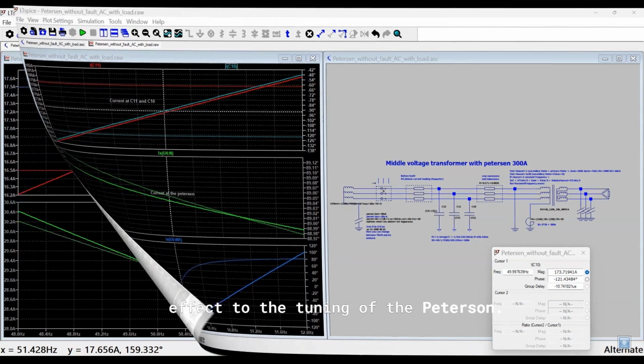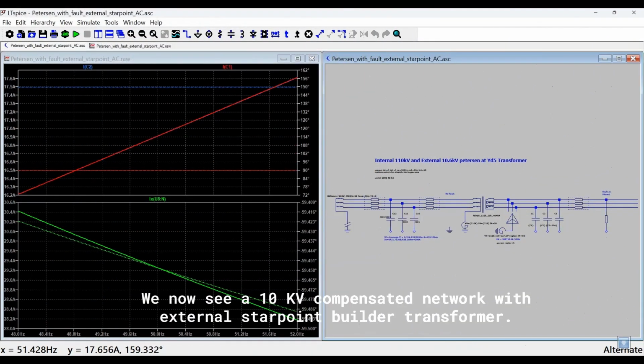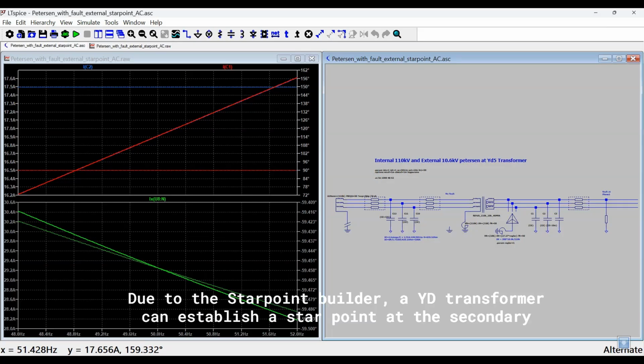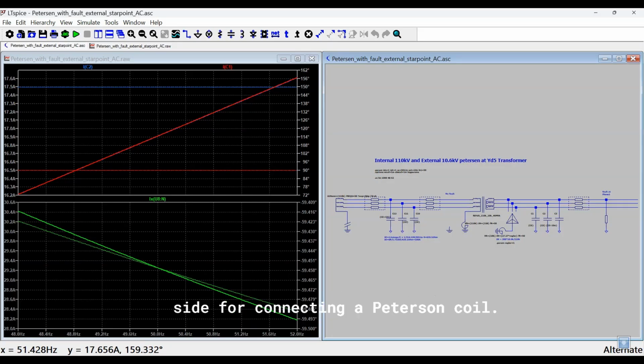We now see a 10 kV compensated network with external star point builder transformer. You see a Petersen in a medium voltage network. Due to the star point builder, a YD transformer can establish a star point at the secondary side for connecting a Petersen coil.